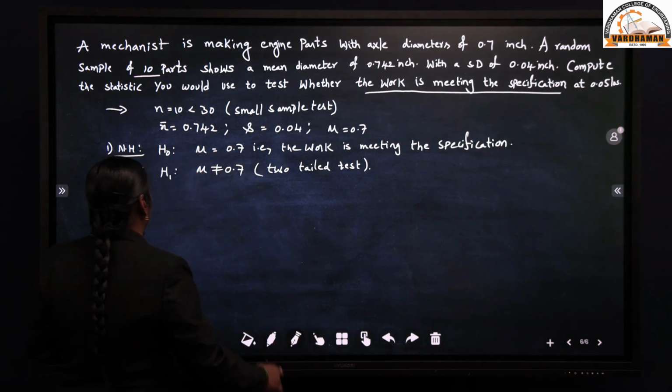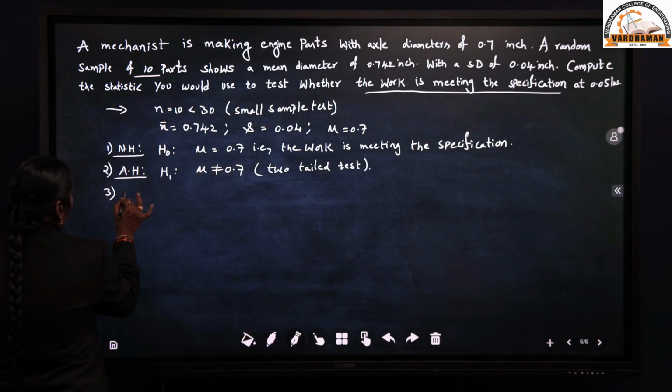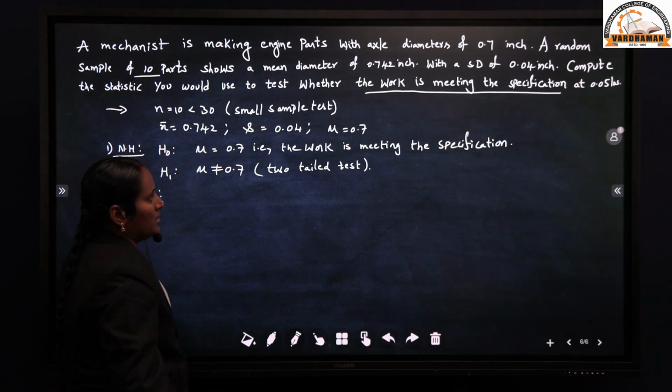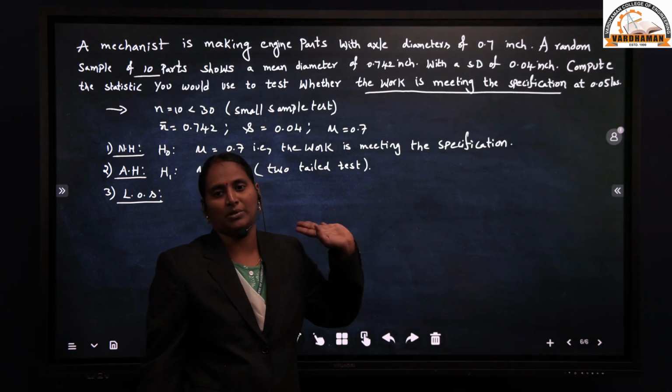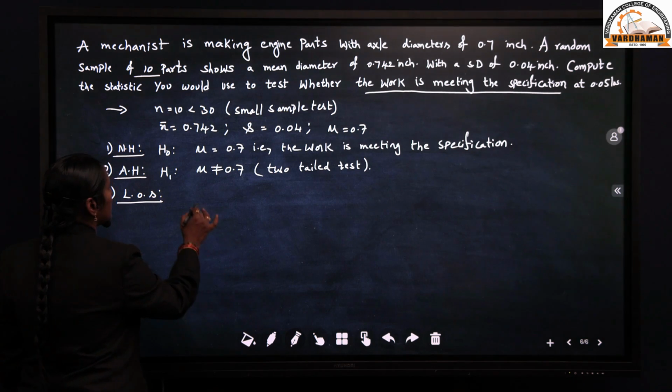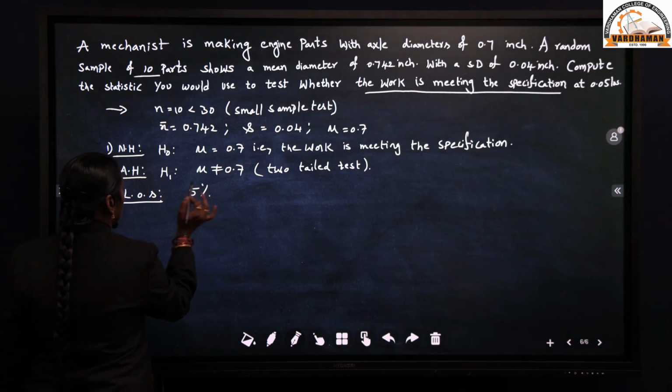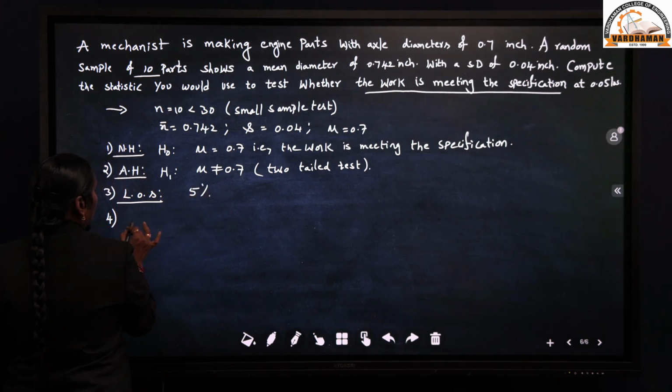Now let us go with the third step, the level of significance. In the given problem they mentioned clearly that the level of significance is 5%. 0.05 means a 5% level of significance. So we are going to write that the LOS is 5%.